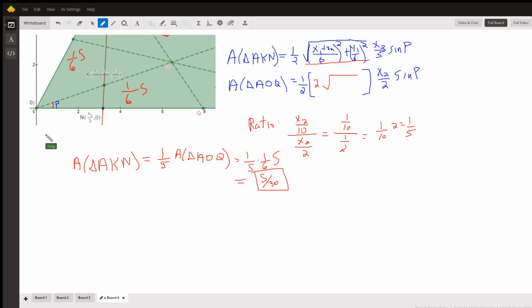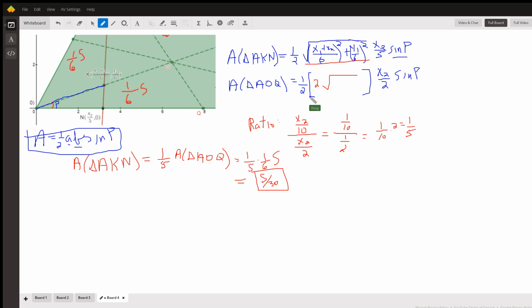So how do we find the area? Well, we can use the formula for the area of a triangle when we know two sides and an included angle: 1/2 AB sine P, where those are the lengths of the two sides that include the angle, and I labeled the angle P. So that's the formula we're using right there. So the area of triangle AKN is 1/2 the distance from A to K, which, using the distance formula, is the square root of this mess. The distance from A to N is x2 over 5, times the sine of the included angle.